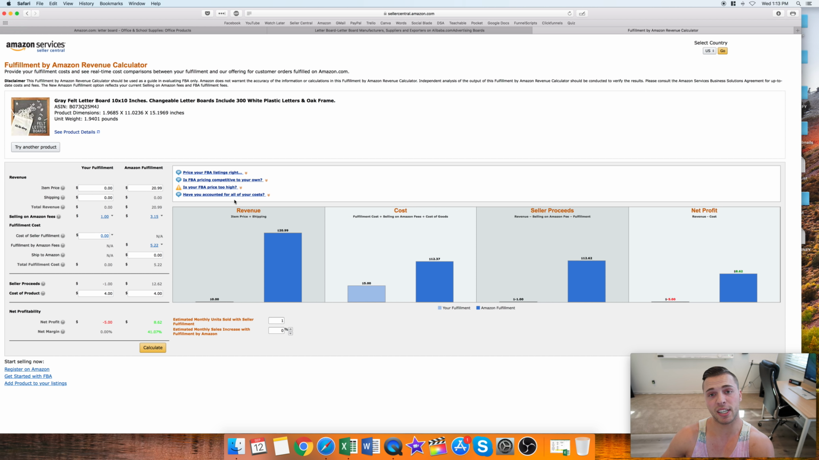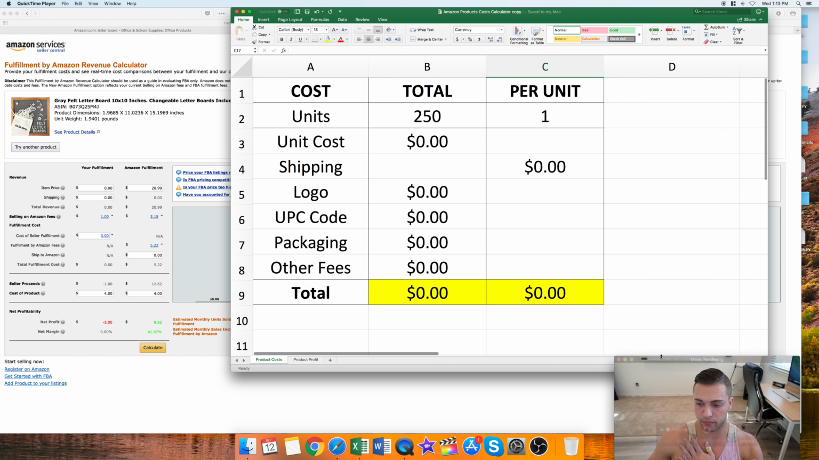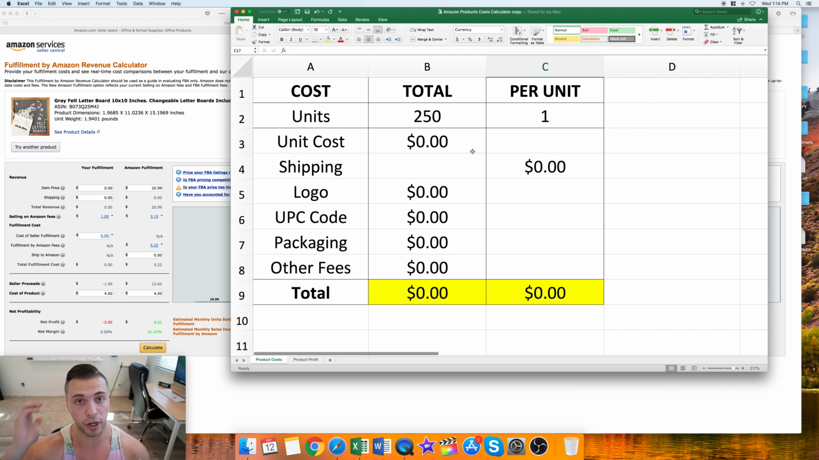So let me move over to an Excel sheet and make it make a little more sense for you because it is easier to see. On this Excel sheet, let's say we're going to order 250 units. So how much is our cost per unit?